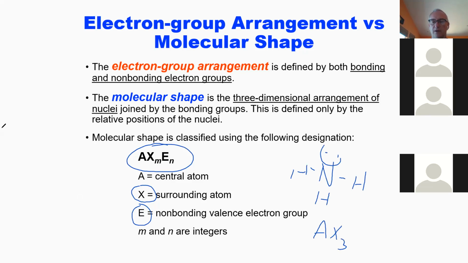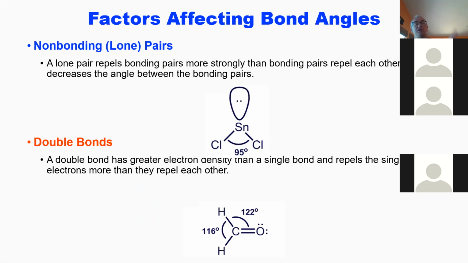And it's got 1 lone pair. So it's AX3E, and you just look up what shape is AX3E. You'll be able to do that on the test as well, obviously. You just look these things up. And then these are the different shapes. What I do want you to remember is some of the factors that affect the angles.